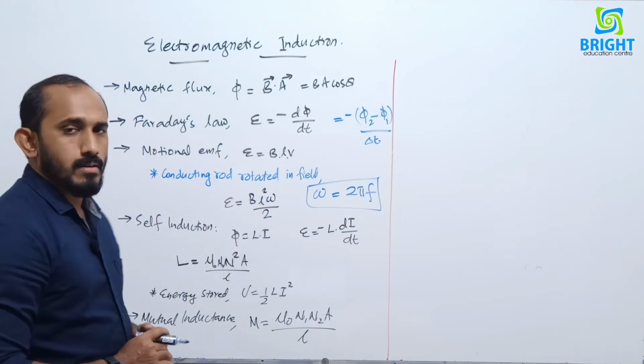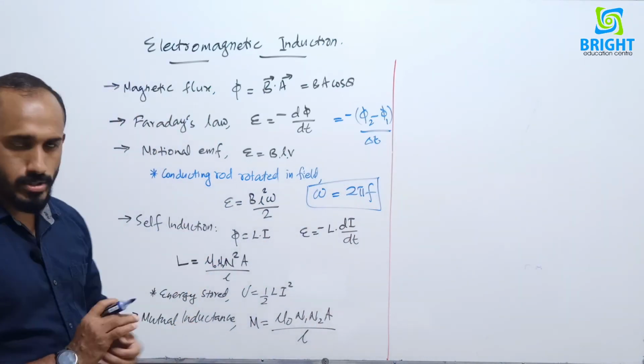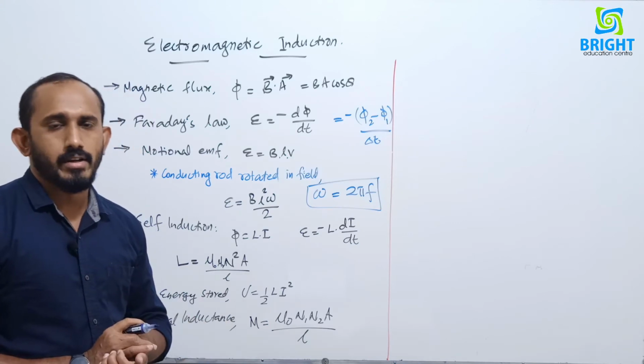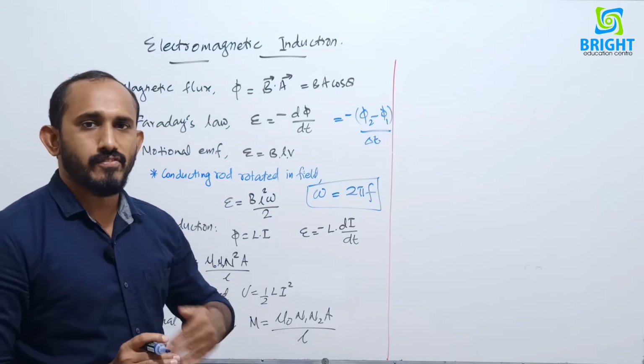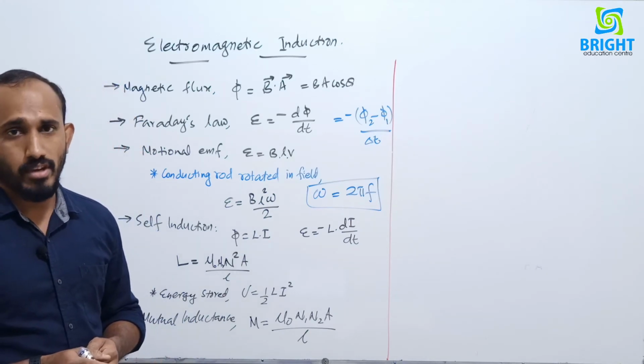Fine. Now, in a coil, suppose you pass a current through it. This current will produce a magnetic field around it, and because of the change in magnetic field lines in the same conductor, there may be an induced EMF.